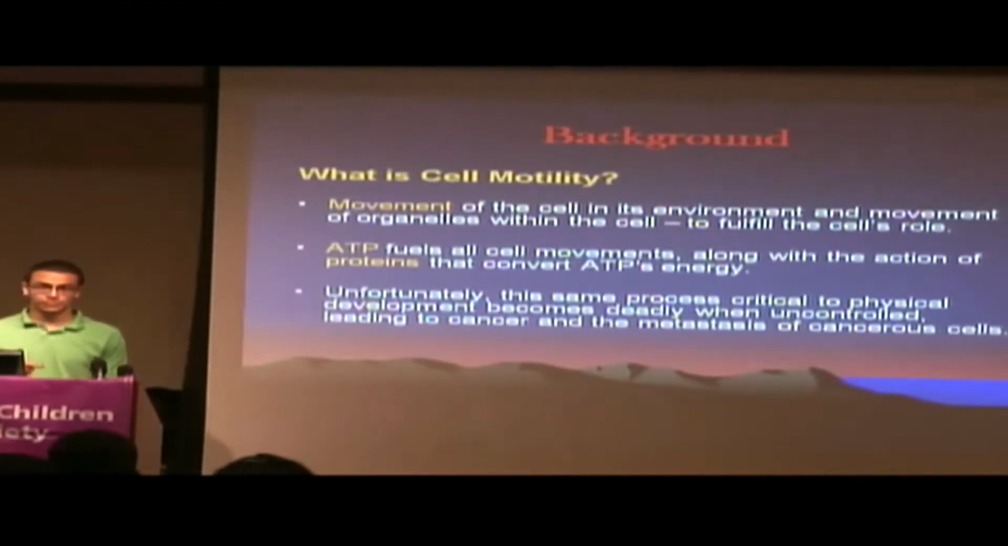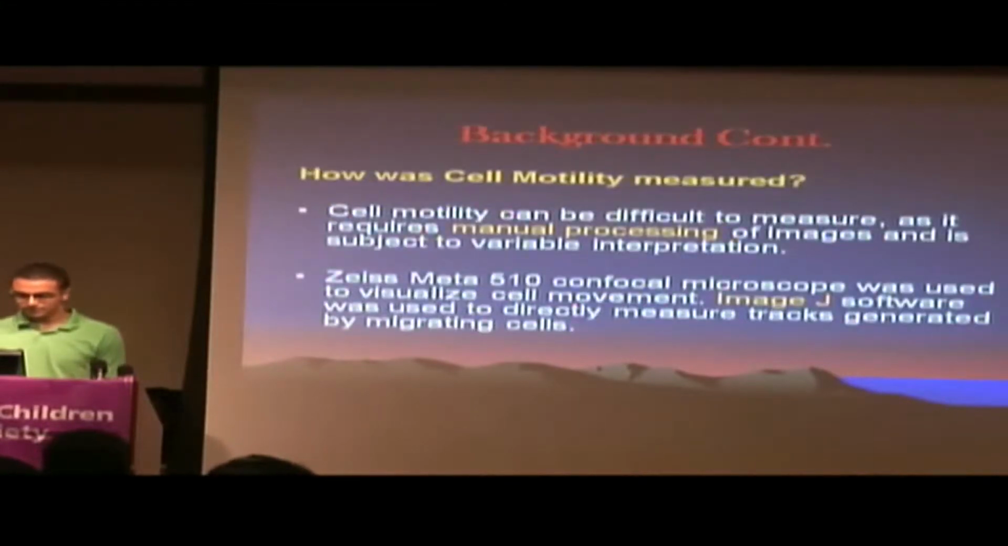The energy that's being used in cells is ATP, which fuels all cell movements along with the action of proteins. So you need ATP, the energy, and proteins to convert the ATP's energy in order for the cell to move. Unfortunately, the same process is critical when it comes to cancer. When cells become uncontrolled, when they divide uncontrollably, or when they move from place to place uncontrollably, that's when cancer can become a problem.